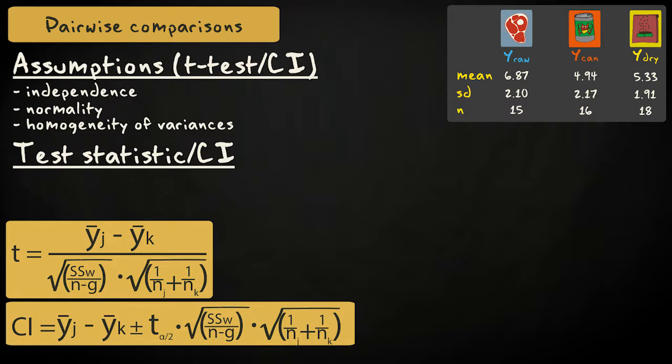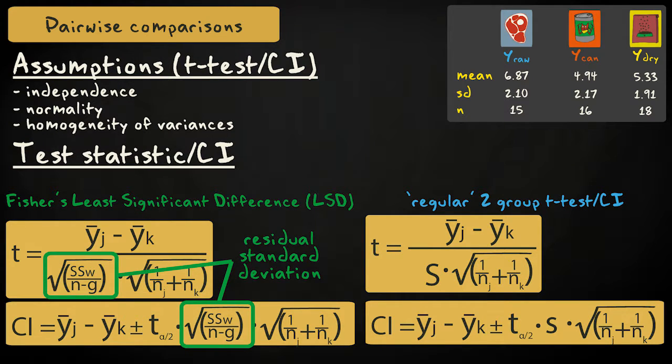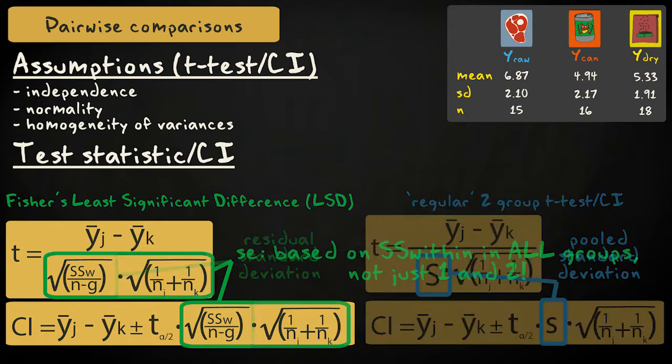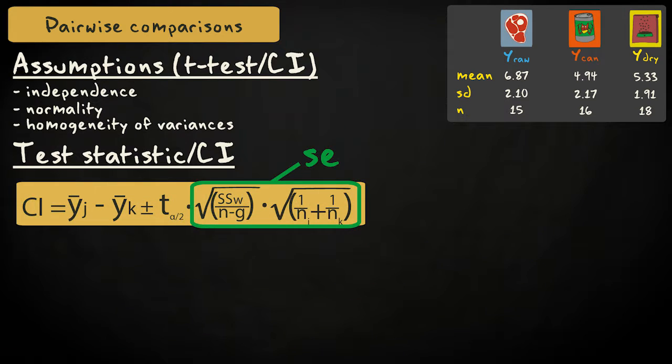The formulas for the t-test and confidence interval are almost the same as for the regular t-test and confidence interval for two independent groups, assuming equal population variances. In post-hoc comparisons, we use Fisher's least significant difference method, which refers to the use of the residual standard deviation, the square root of the within-group variance, instead of the pooled standard deviation, to calculate the standard error. So in each pairwise comparison, we estimate the standard error based on the variance in all groups, including the ones not in the comparison. Here's the formula for the confidence interval.